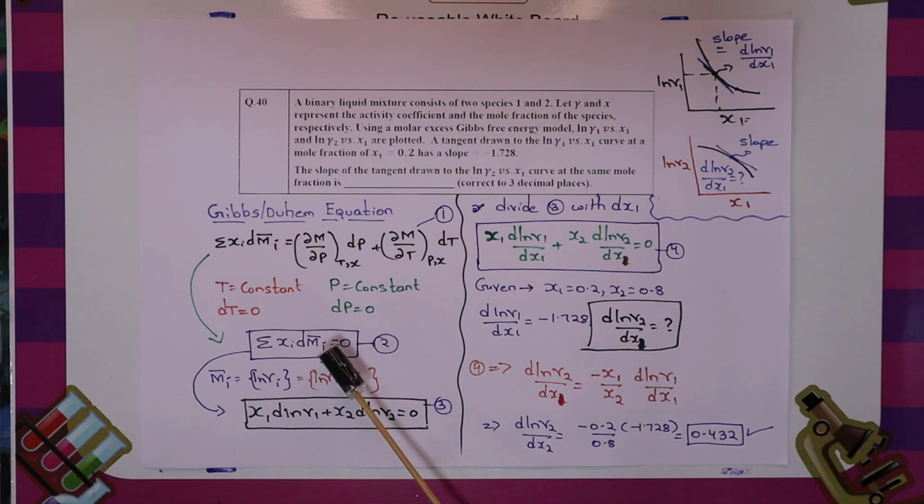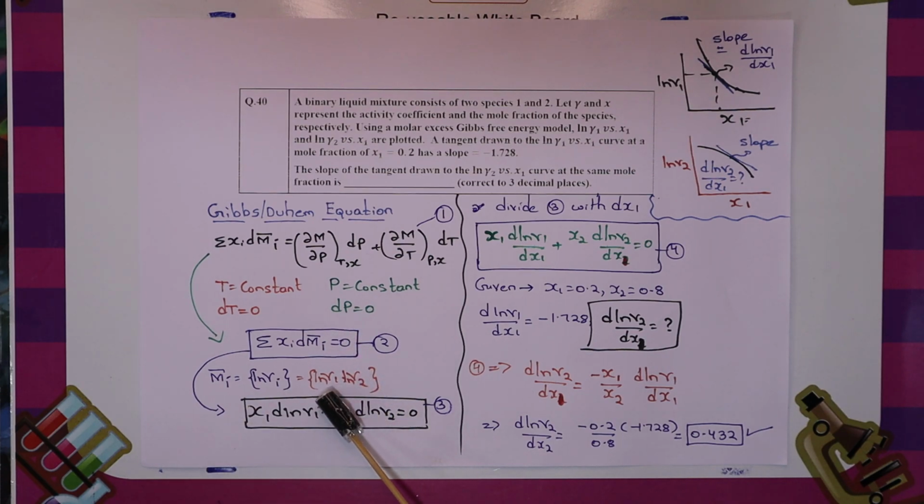What is M bar i? M bar i is the partial property of a component. Here, the partial property we are looking at is ln gamma 1, so ln gamma 1 is the partial property. In place of M bar i, substitute ln gamma i. Because this is a binary mixture, I have to expand the sigma to two components: x1 d ln gamma 1 plus x2 d ln gamma 2 equal to 0.